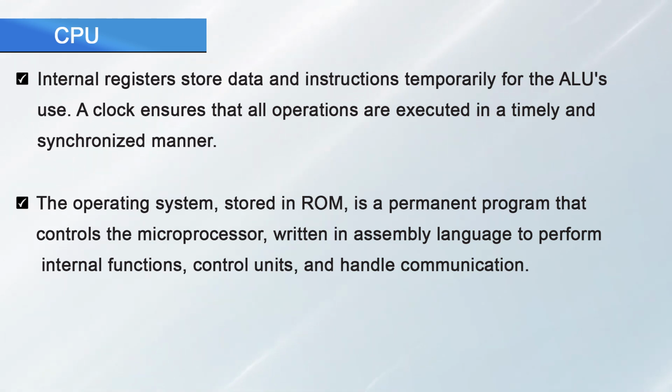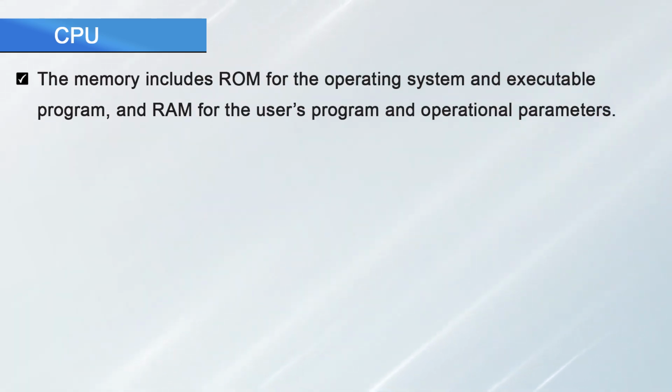The operating system, which is stored in read-only memory, ROM, is a permanent program that controls the microprocessor. It is written in assembly language to perform the internal functions, control units and handle the communication efficiently. The memory includes read-only memory, ROM, for the operating system and executable program, and random access memory, RAM, for the user's program and operational parameters.